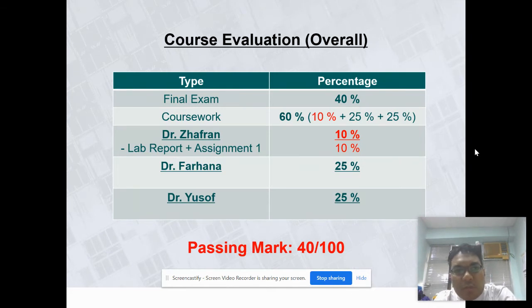Okay. So for my part, as I mentioned before, you will have a lab report and assignment, together in one assessment. Okay. So the passing mark is 40% for the subject.